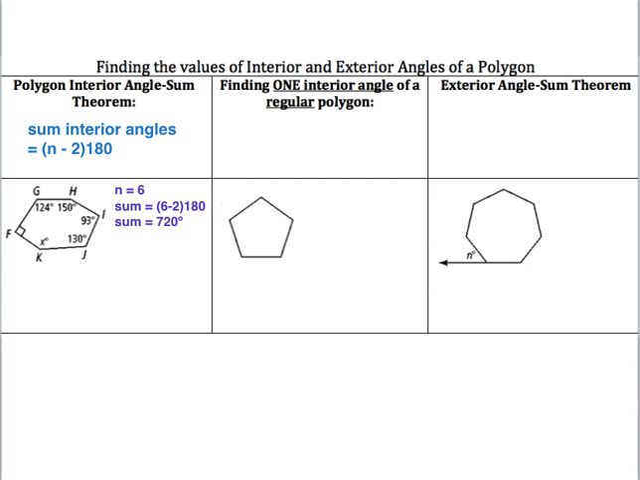We can then say, well, if I add up the angles I do know, the 90, the 124, the 150, 93, 130, and x, the unknown angle, it should equal that sum of 720. We can then simplify that expression by squishing the like terms together and solve for x by subtracting 587 from both sides of the equal sign. X equals 133 degrees.